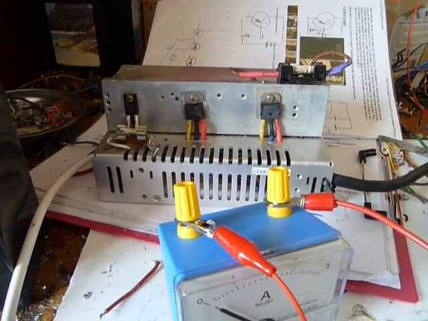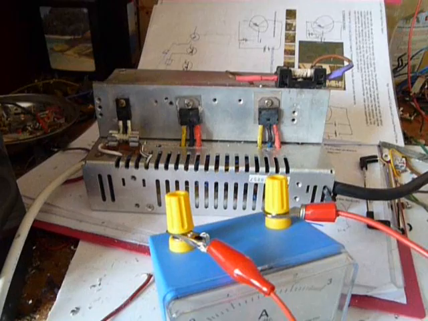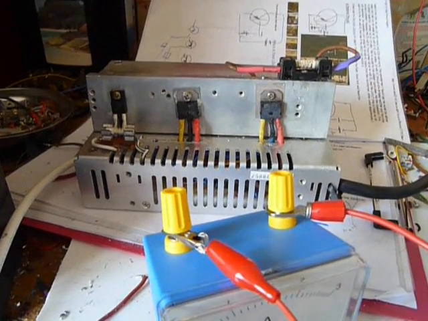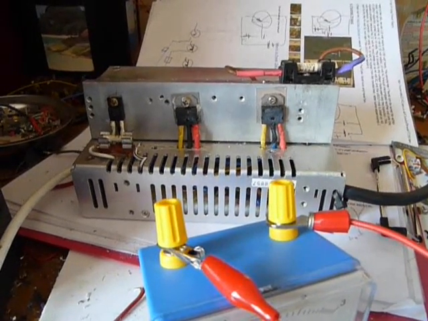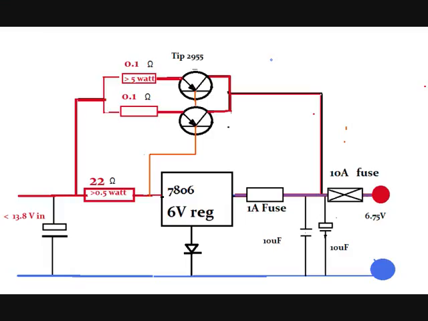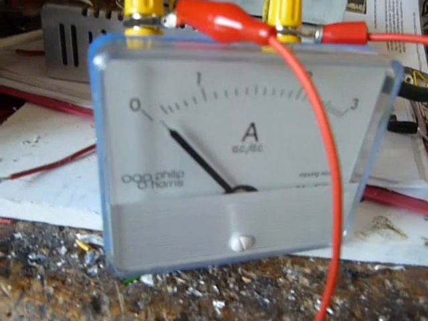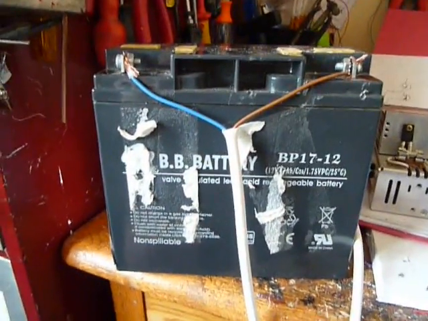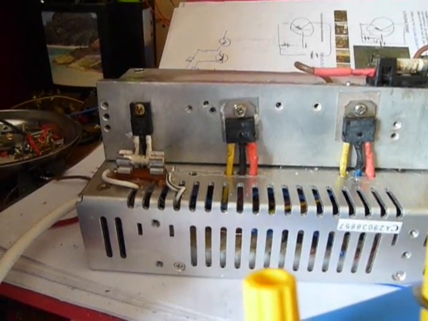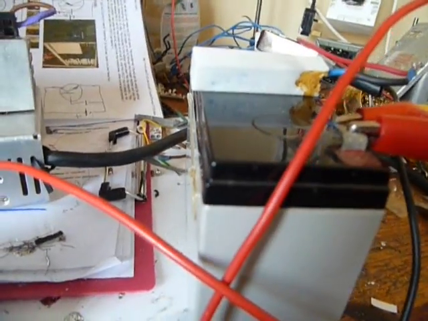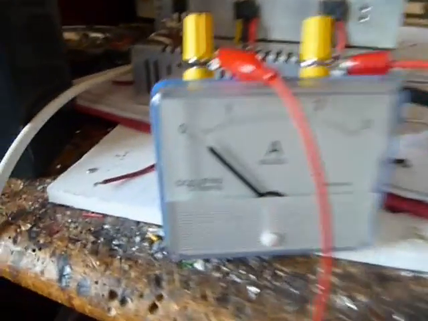This is my 12 volt to 6 volt voltage regulator with a PNP transistor bypass. This is a 12 volt battery going into a voltage regulator with the bypass transistors, into a 6 volt battery that's almost charged up.